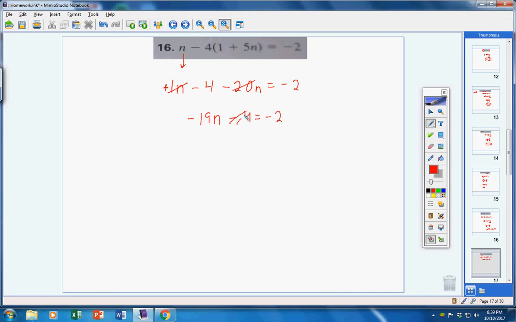Next, constant terms on one side, variable terms on the other side. Negative 19n equals positive 2. Divide both sides by negative 19. These cancel, and your answer is positive over negative is negative 2/19. The decimal for that would be negative 0.105. So either one of those two answers, students, would be acceptable.